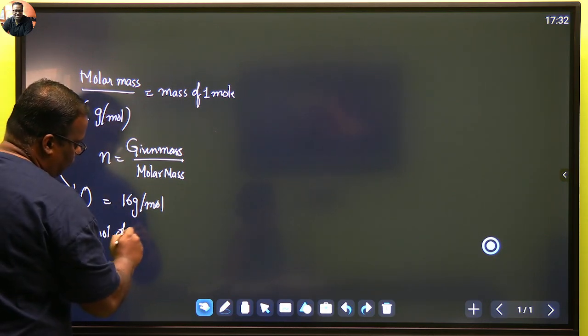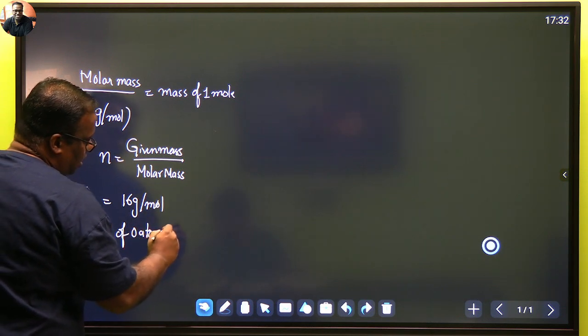1 mole of oxygen atoms are going to weigh how much?